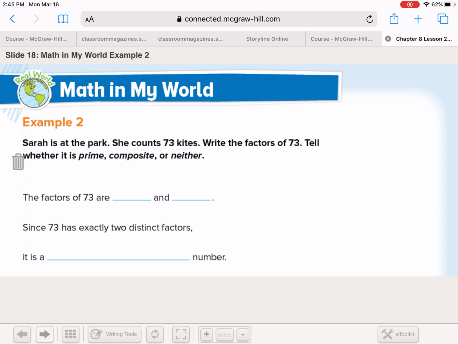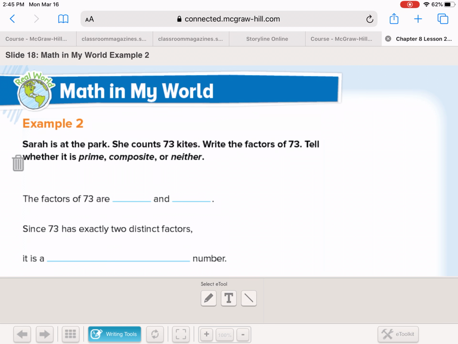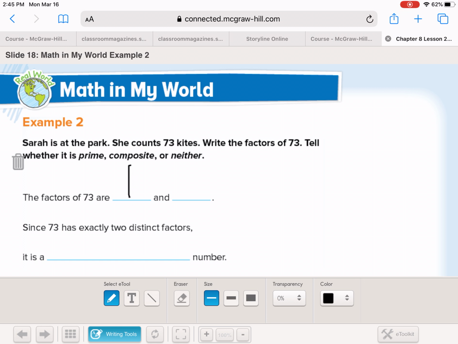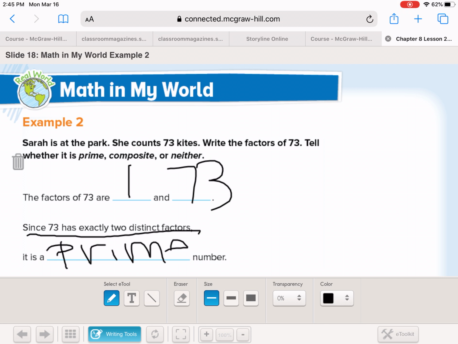Sarah's at the park. She counts 73 kites. Write the factors of 73. Tell whether it is prime or composite. So this gave us something, and it gave us 2 little lines. So we know that 1 and 73 are its factors. Since 73 has 2 distinct factors, it is a prime number. Okay, so make sure that you're following along in your book and you're writing this down. This is on page 492, example 2.